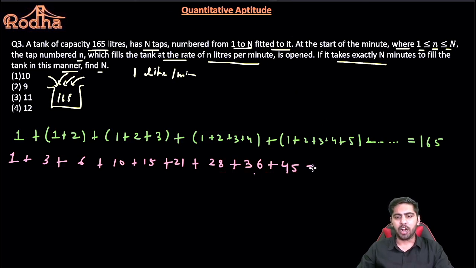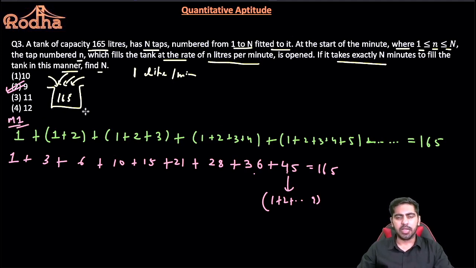So by the end, how many taps are working? Because this is 45, can I say this is nothing but 1 plus 2 up to 9? So if 9 taps are working, that means till tap 9 we have gone, and at the ninth minute 9 taps are working, right? So I can say exactly 9 taps will be required to fill this entire tank. Now this was your method 1.